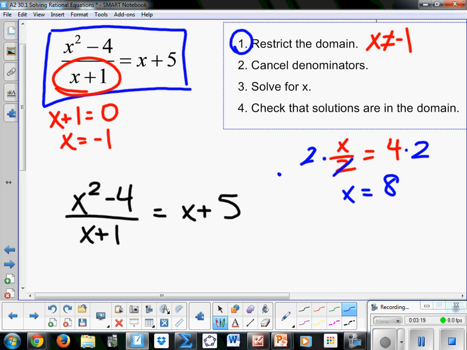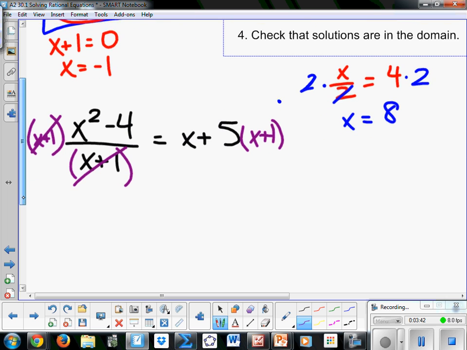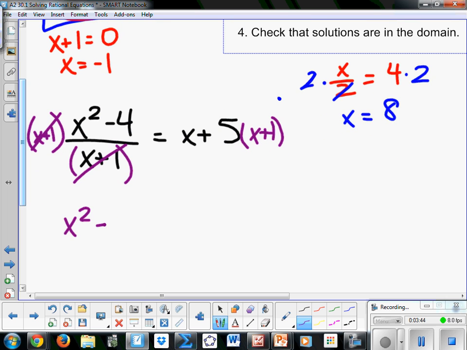Now again, that's just a little side example to understand why we're doing what we're doing over here. So we're going to multiply this side here by x plus 1. And if we're doing it to one side, we have to do it to the other. So we're canceling out our denominators, and we end up with x squared minus 4 equals x plus 5.